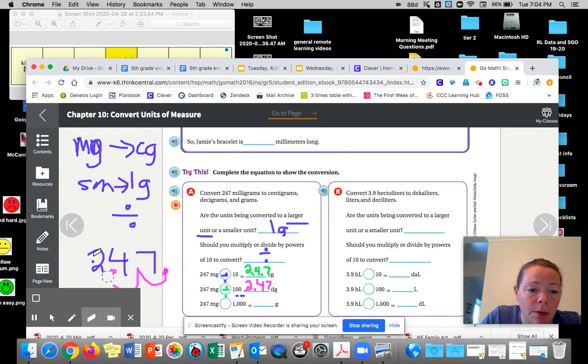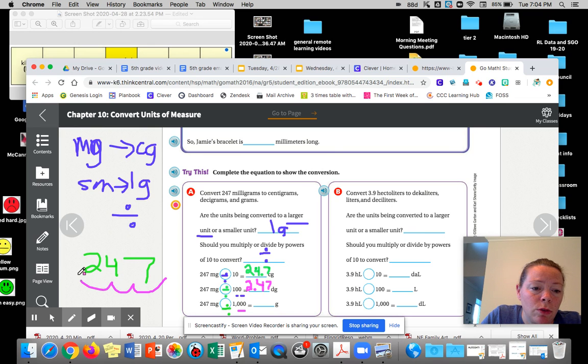Now I'm going to do the same thing to convert those milligrams to grams. So I'm still dividing because it's still going to a larger unit, but this time I'm dividing by 1,000. So I'm moving my decimal point 3 places. There's 3 zeros there. 1, 2, 3. So 247 milligrams is equal to 247 thousandths of a gram, all right?